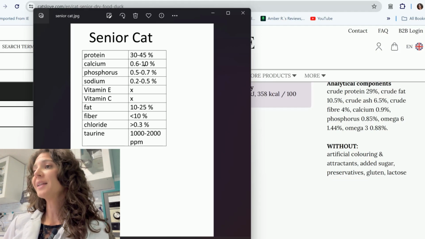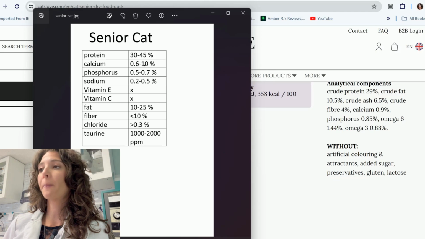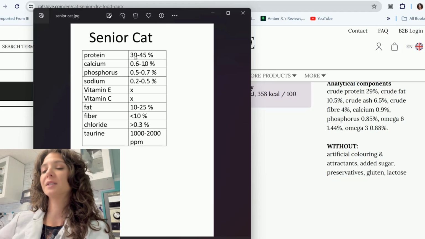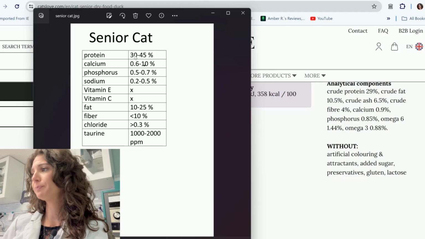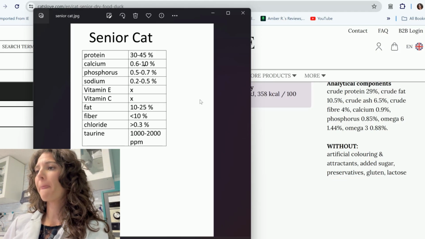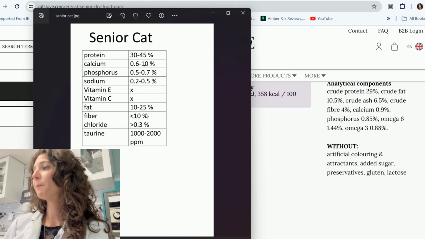So Cats Love senior cat food is coming in at a crude protein of 29%, which is slightly low, but when we do that dry matter basis conversion, again, it's going to bring that up. So very close to what we want, if not what we want, once we do that conversion. Crude fat at 10.5% is going to be within the reference range as well.